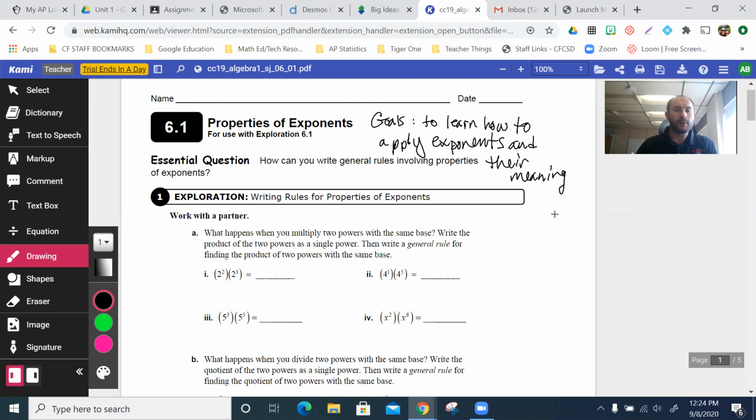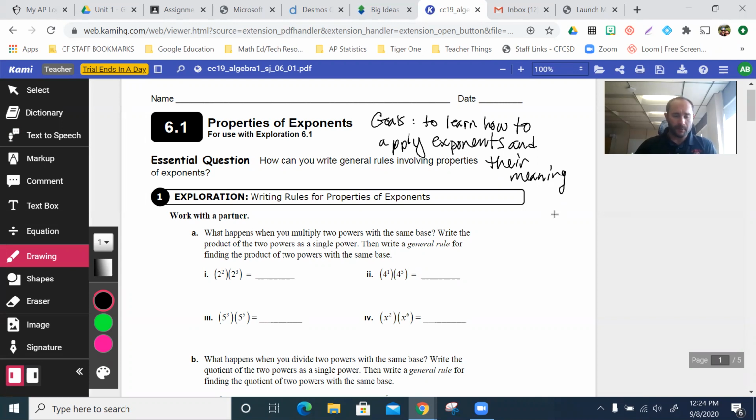This is going to be our video on properties of exponents. For today, our biggest goal is to learn how to apply exponents and their meaning. I think that's going to be really important to understand. We kind of talked about that already. So I want you to think about, what does an exponent actually mean and why do we use them?